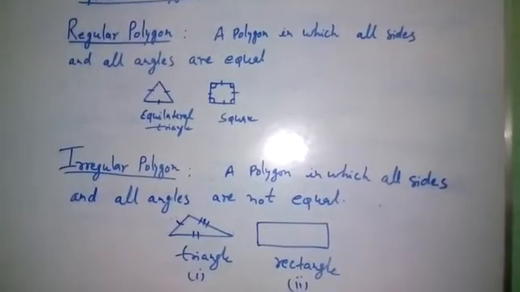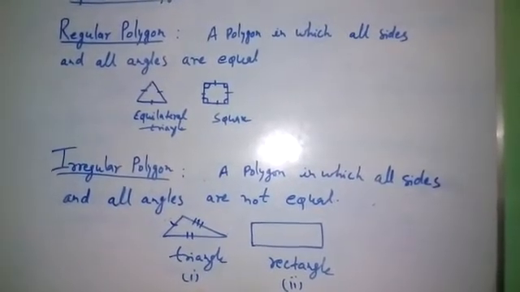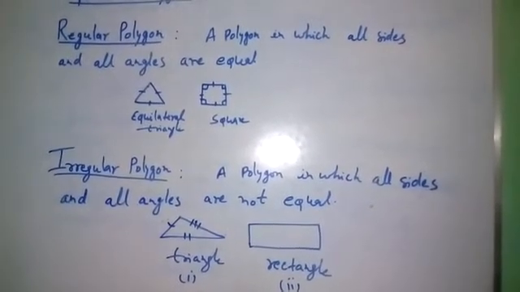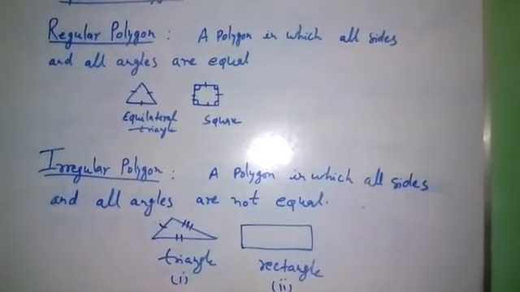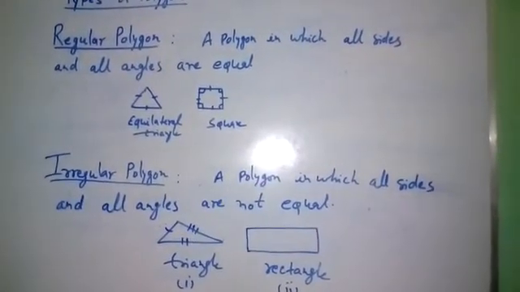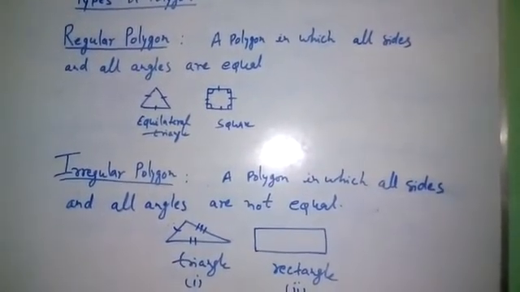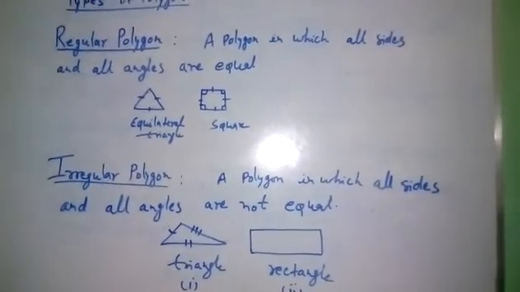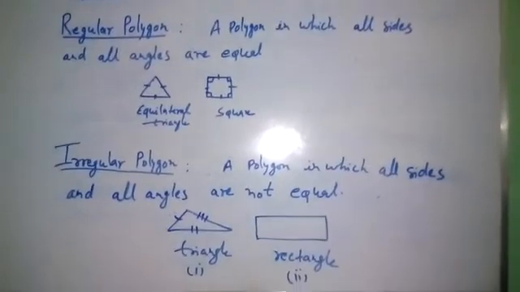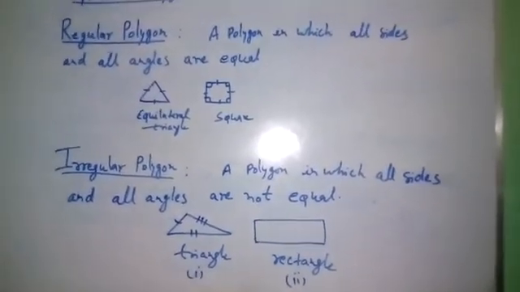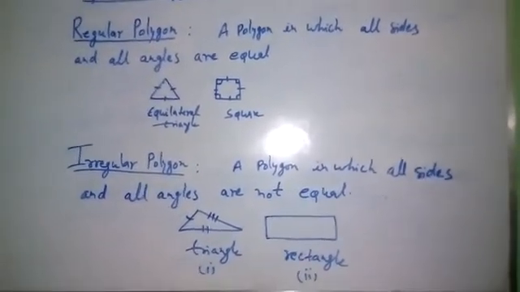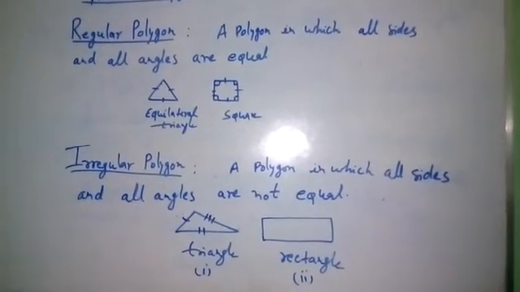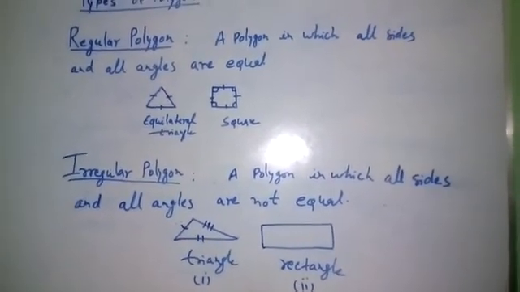So these are the types of polygons: convex polygons, concave polygons, regular polygons and irregular polygons. Understood? Okay. In the next topic we will discuss the diagonals of a polygon.